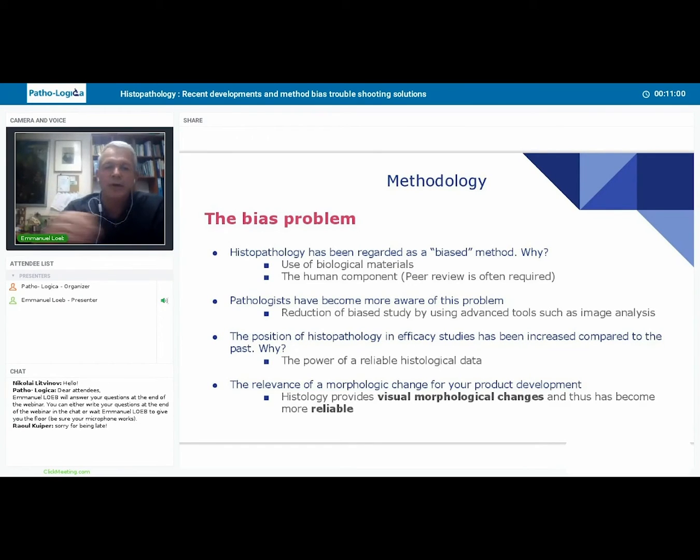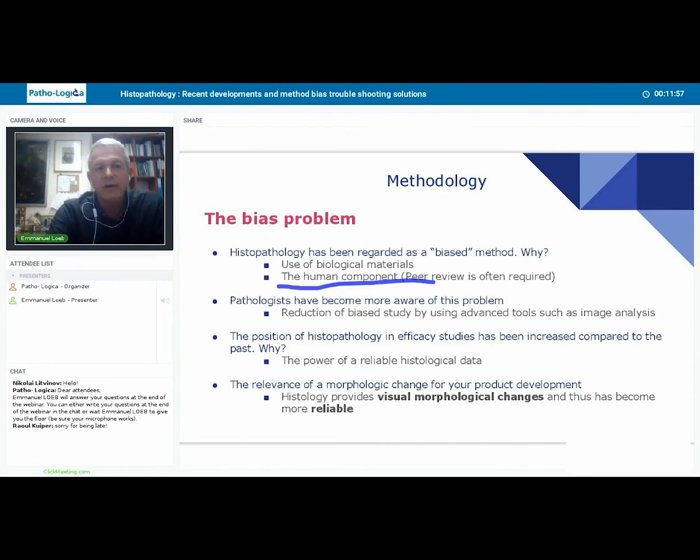So the bias problem has been known in histopathology for many years. The reasons for it are, first of all, the usage of biological materials, in this case animals and models, and this can always be a source of bias. But the more important one is the human component. Here we see different pathologists with different sensitivities, and that's why peer review among pathologists is a very widely accepted tool to try to avoid the differences between pathologists.